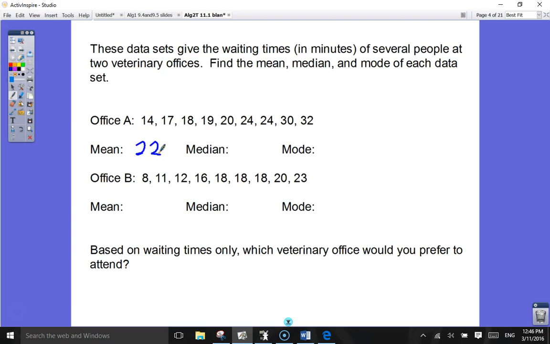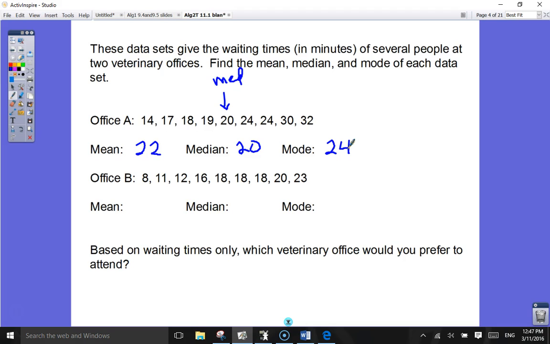Okay, what's the median? You throw out the high and the low, and if it's 9 values, it's got to be the 5th one in the list, right? So there's the median right there. That looks like it's 20. And the mode? 24, because it occurs twice.